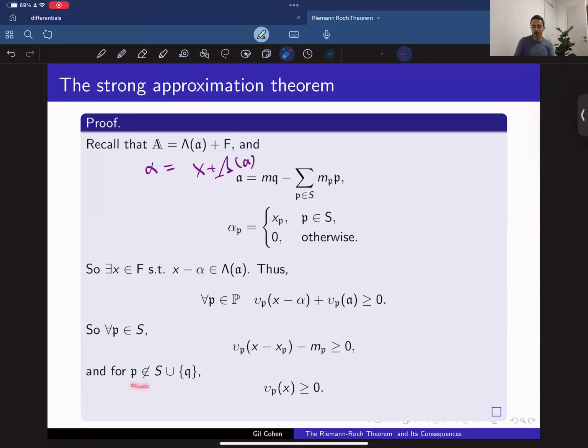And for every P which is not Q and not in S, we have that VP of X, right, because it's VP of X minus alpha, but alpha is 0 outside of S. So VP of X is at least 0, because if you are not Q and not one of these, then A has a 0 in front of the prime divisor that you're considering. Yeah, and that's it.